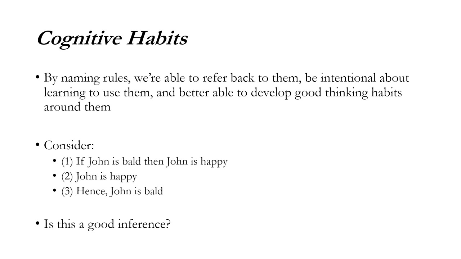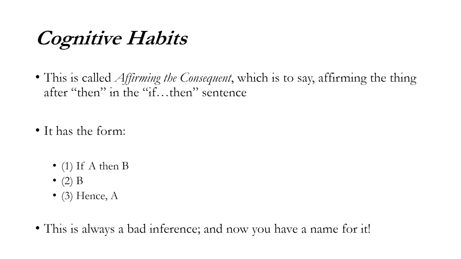Consider this argument. If John is bald, then John is happy. John is happy. Therefore, John is bald. Is this a good inference? If you accept 1 and 2, does 3 follow? No. This is a fallacy. It's called affirming the consequent.